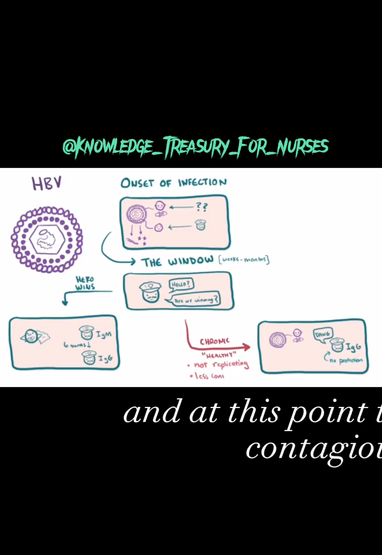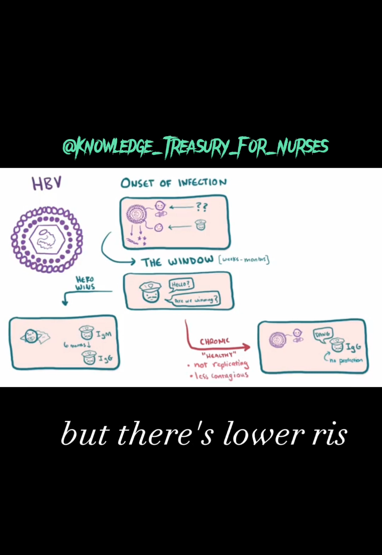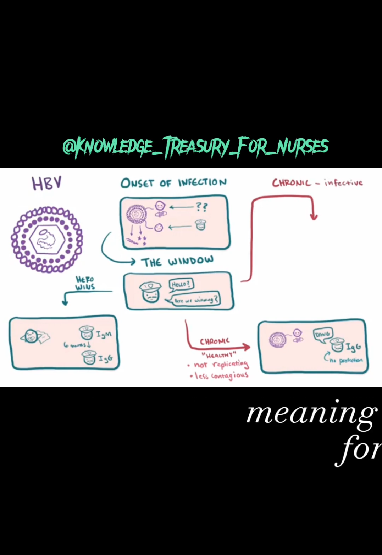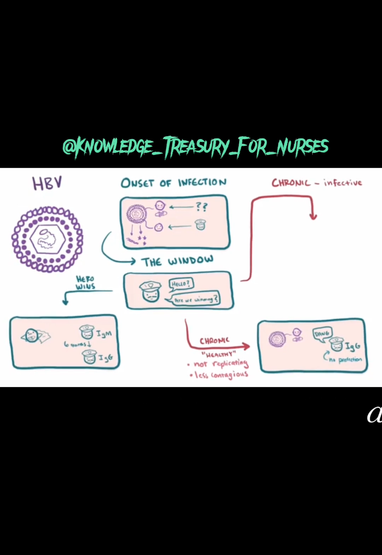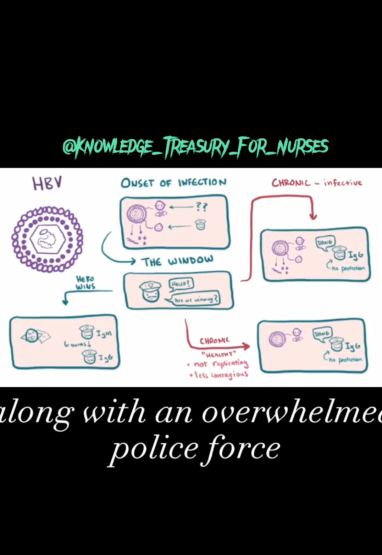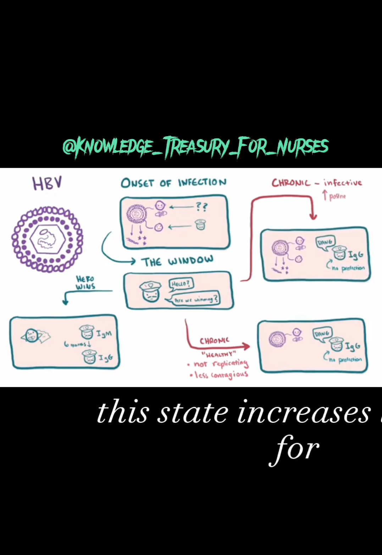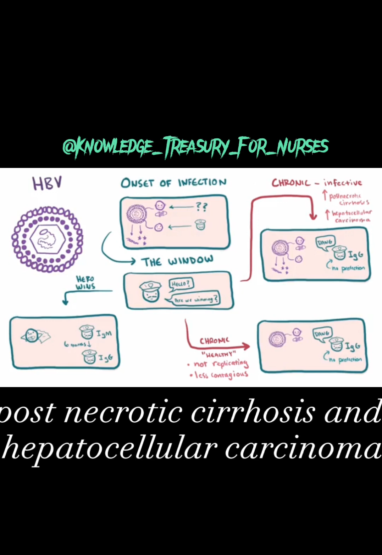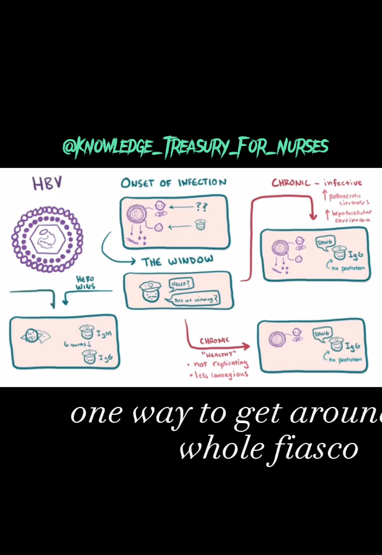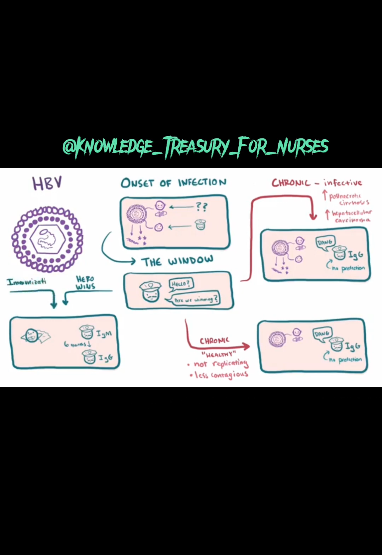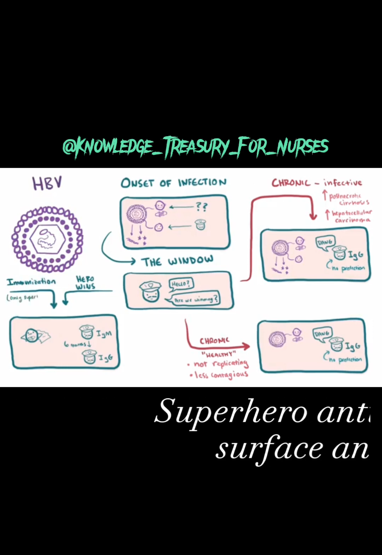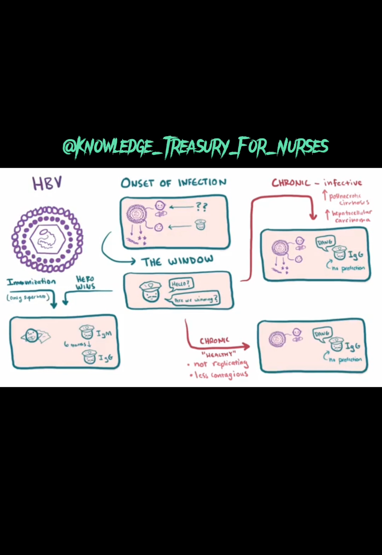And at this point, the host is contagious, but there's lower risk. The other option is that they're infective, meaning the whole villain force is active, along with an overwhelmed police force. This state increases the risk for post-necrotic cirrhosis and hepatocellular carcinoma. One way to get around this whole fiasco is by immunization, which skips these steps and gets you right to the IgG superhero antibody for surface antigen.